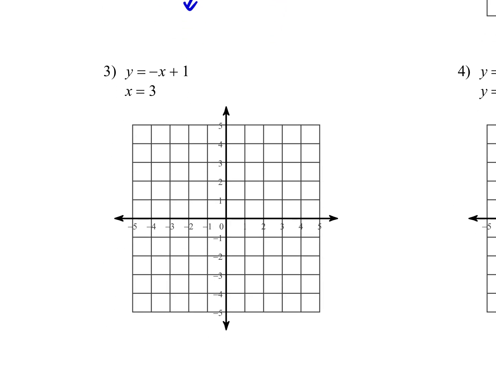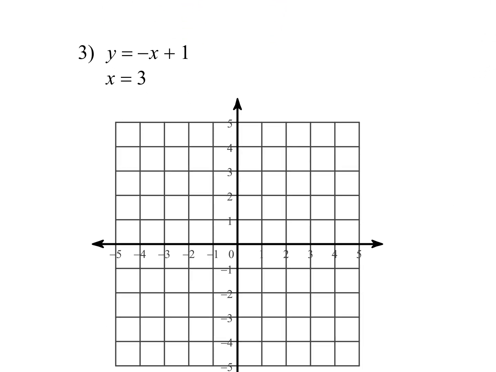Let's do the same thing with number 3. Let's graph our first line first. What is our y-intercept? 1. So I'm going to put a point at 1. And what's our slope here? -1, or we can say -1 over 1. So our rise would be -1. So we're going to go down 1 and to the right 1. Down 1 to the right 1. You can put as many points as you need and just connect your dots.